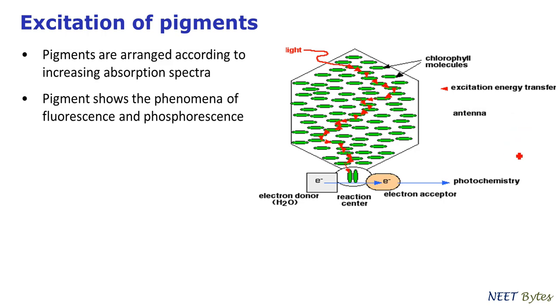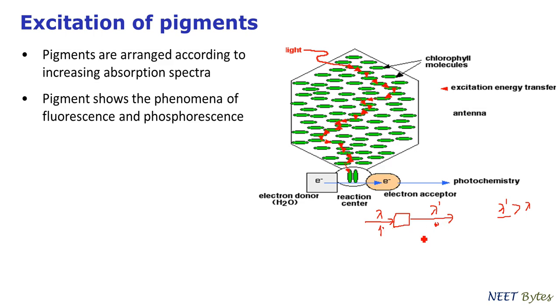So first thing, pigments are arranged according to increasing absorption spectra. In order to understand the advantage, we need to understand two phenomena: one is fluorescence and the second is phosphorescence. Now let's see what fluorescence is. In fluorescence, suppose this is a photosynthetic pigment, and I give a light of, let's say, wavelength lambda, and a light of lambda dash comes out. Then lambda dash will be greater than lambda.